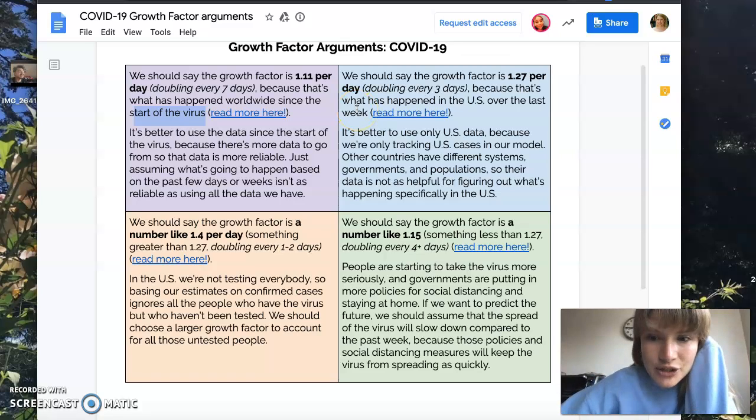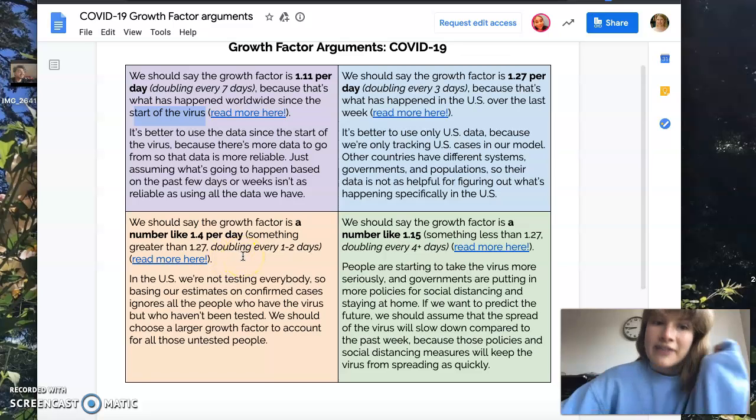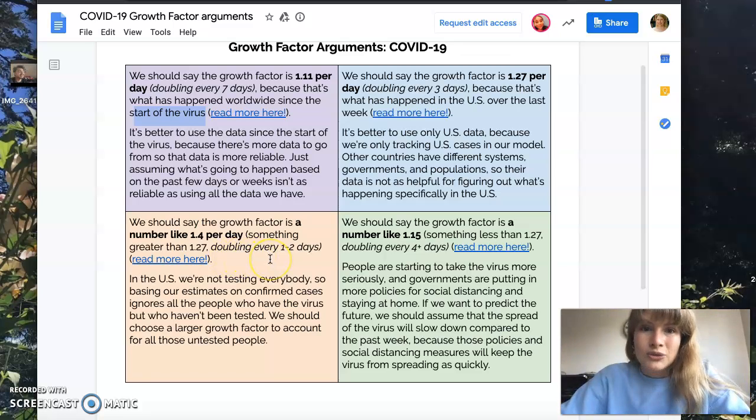Let me read through the other two as well. So this one's huge. This is a growth factor of 1.4. That would be about 40%. And that would mean the spread of the virus is doubling every 1 to 2 days. So just think about that for a second. That's crazy. That means pretty much every day, twice as many people would be sick as the day before. So that would be wild. Right now in the US, there are about 1,000 confirmed cases. That would mean tomorrow there would be 2,000 confirmed cases.